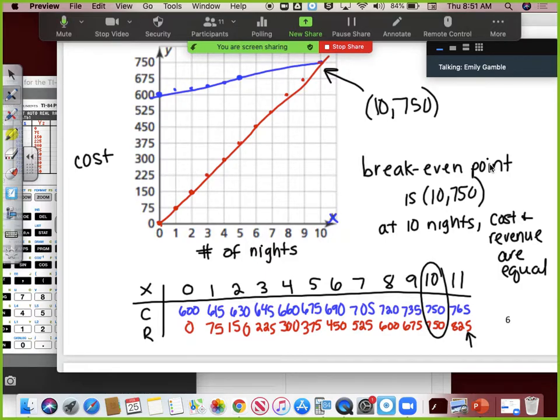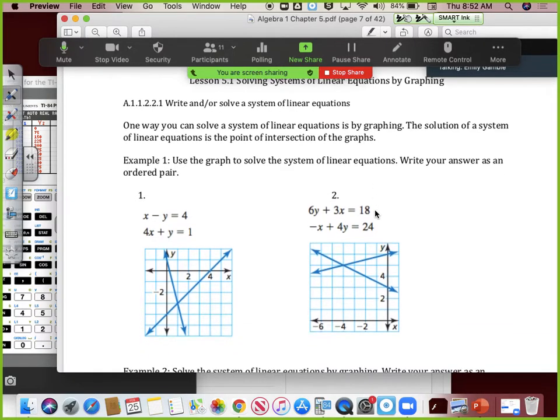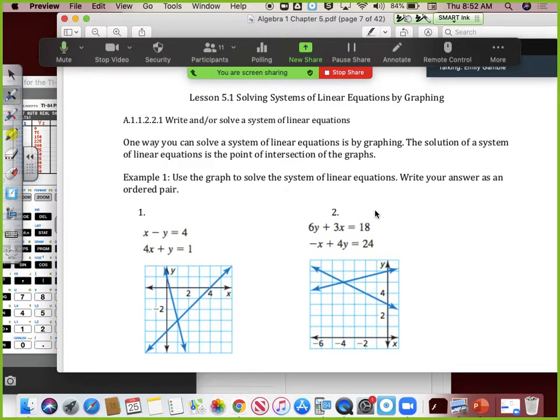Okay, so that's how linear equations work. When you have systems, which means two or more, you're looking for when the two lines cross. In this case, we're talking about like a break-even point for a company. If we flip this over to the next page, we are now going to just practice graphing systems of equations. And one way you can solve is by graphing. There are three ways actually, but we're going to start with graphing.